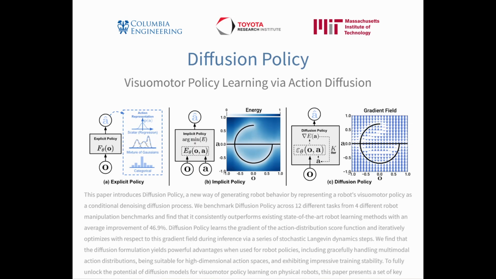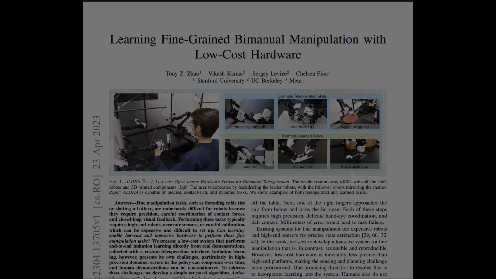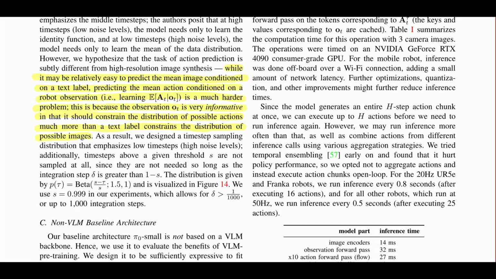I would highly recommend checking out the diffusion policy paper and the action chunking with transformers paper, as those papers can help clarify this concept a bit. But roughly what the authors are thinking here is that for action chunk prediction, it is much more difficult to predict the action chunk's mean conditioned on all of the robot's observations OT, because the observation is so informative about how the action should look.